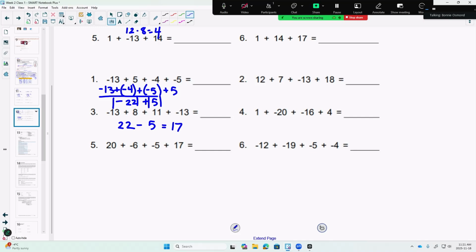And then I need to decide, is that going to be positive or negative? Well, my 22 is bigger. It's negative, so my answer is negative 17. Oops, not there, up here.